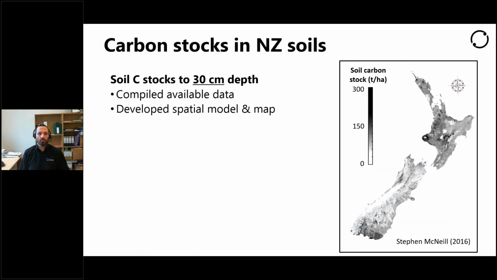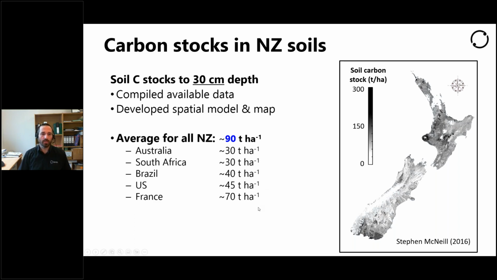So how much carbon do we have in New Zealand soils? What Stephen McNeil did is compile all the available historical data, and then develop a spatial model and a map. You can see that map on the right-hand side, and you can see that there's quite a lot of variation in soil carbon across New Zealand, quite high carbon stocks on our nice allophanic, volcanic soils in the North Island, and high carbon in our peatlands in the Waikato and in Southland. And on average across all of New Zealand, we've got about 90 tonnes of carbon per hectare in the top 30 centimetres. That's higher than Australia, South Africa, Brazil, the US, or France.